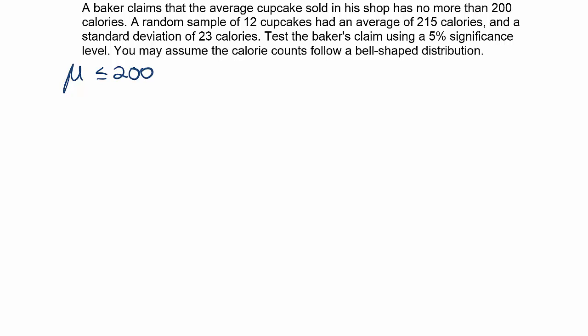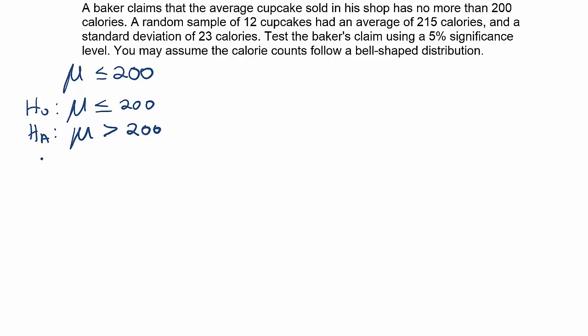So that's our claim, and that means our null hypothesis and our alternative hypothesis. The mean is less than or equal to 200 would be our null hypothesis, because since that has an equal sign as part of it, less than or equal to, it becomes the null. And then the alternative, of course, has to express the opposite idea, so greater than 200 calories.